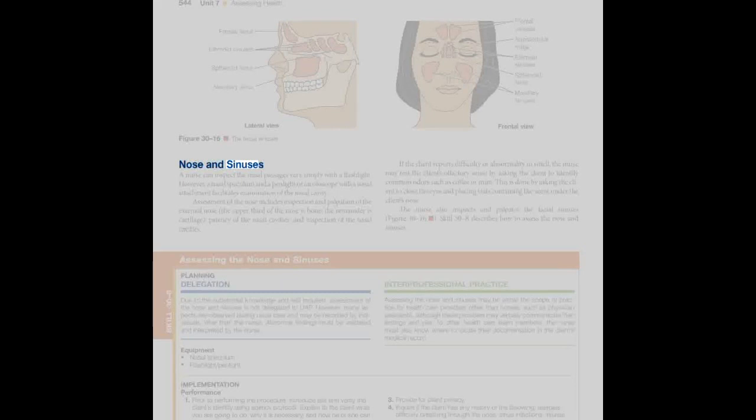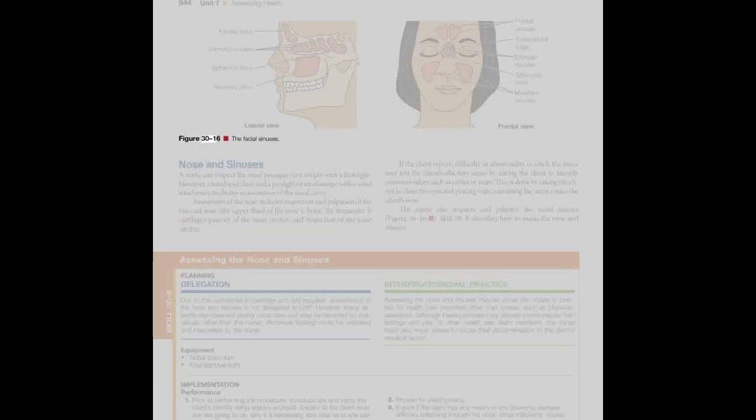Nose and sinuses. A nurse can inspect the nasal passages very simply with a flashlight. However, a nasal speculum and a penlight, or an otoscope with a nasal attachment, facilitates examination of the nasal cavity. Assessment of the nose includes inspection and palpation of the external nose. The upper third of the nose is bone, the remainder is cartilage, patency of the nasal cavities, and inspection of the nasal cavities.